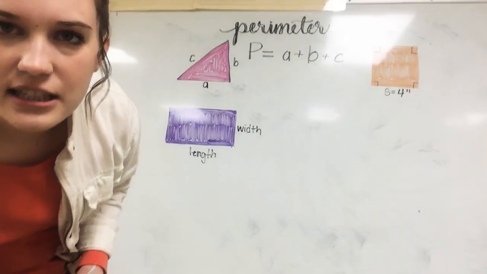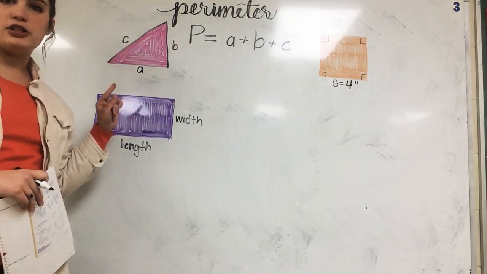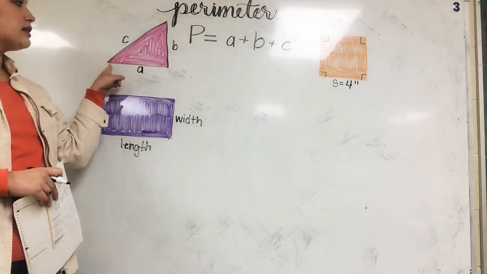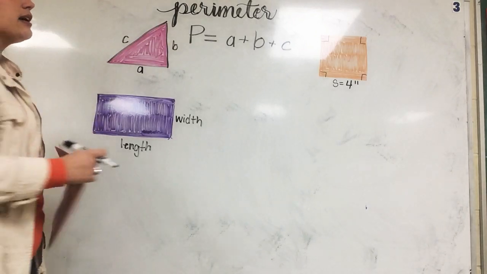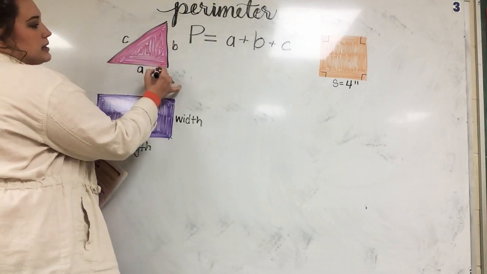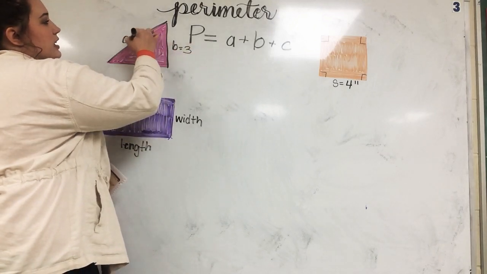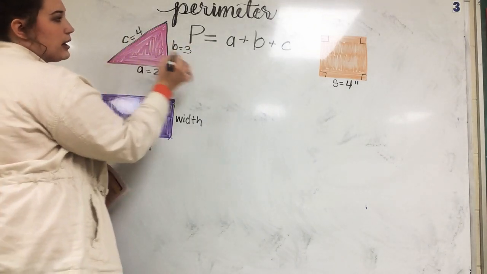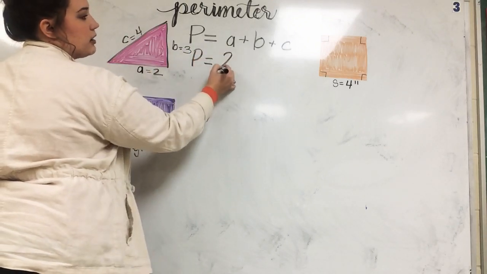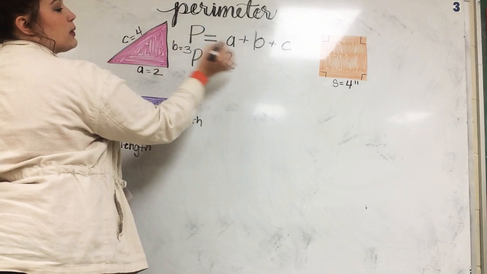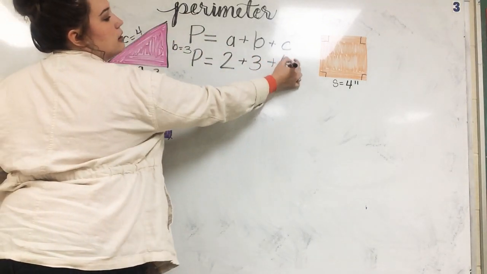Let me move that a little closer because I see there's a glare on that. But if you can see again, the perimeter of a triangle is the length of side A, plus side B, plus side C. So if I had A equals, let's say, 2, B equals 3, and C equals 4, I'm going to say P equals, A equals 2, so I insert 2. B equals 3. 2 plus 3 plus C equals 4.